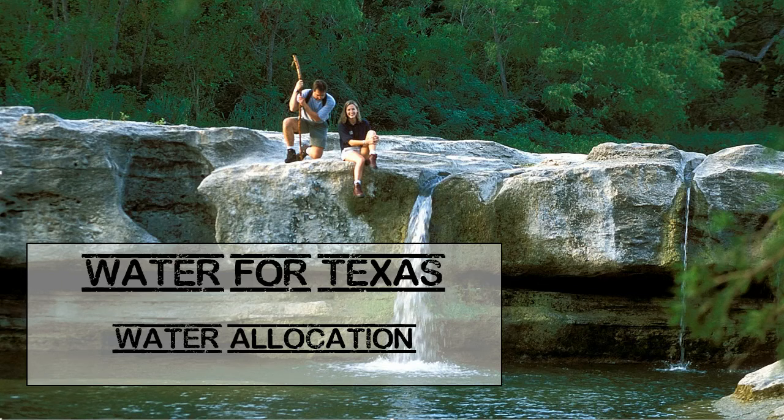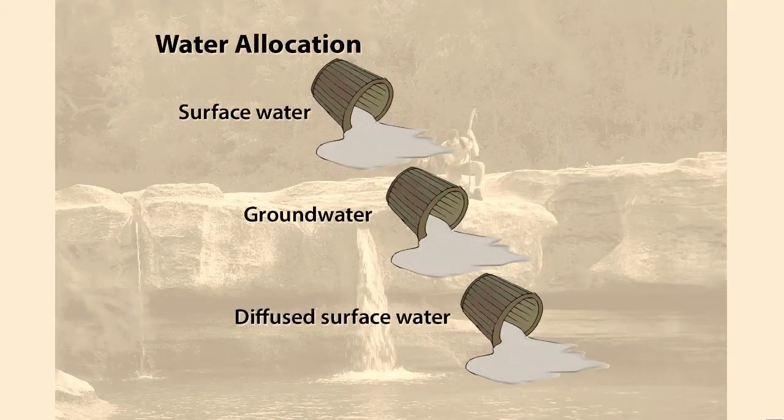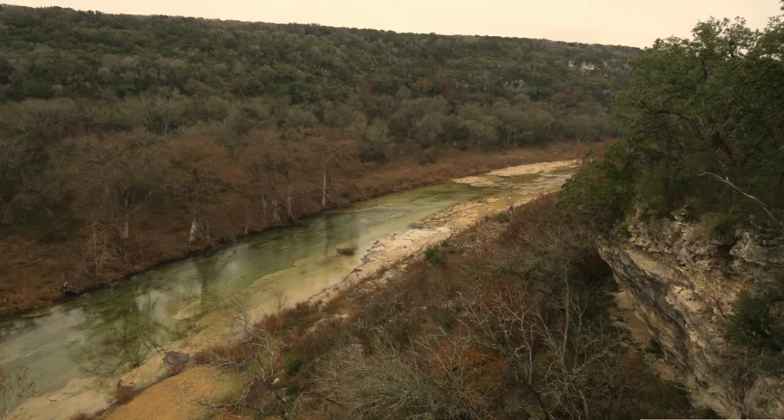Texas water law can be thought of as being contained in three buckets, depending upon the geological location of the water. There's a bucket full of laws for natural surface water, one for groundwater, and one for something called diffused surface water. Let's talk about natural surface water.